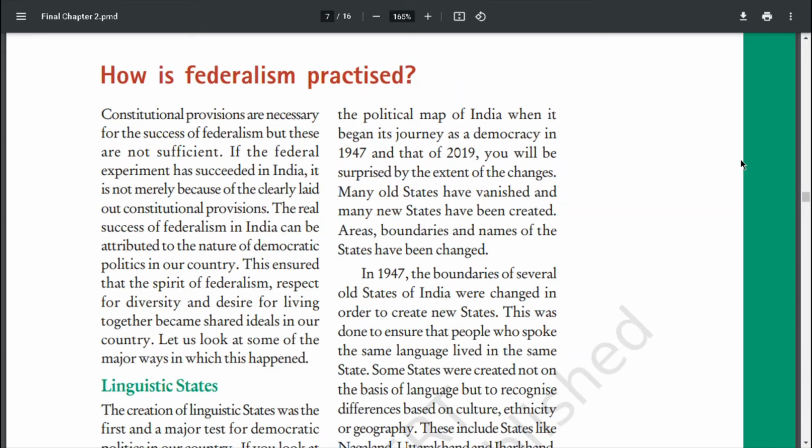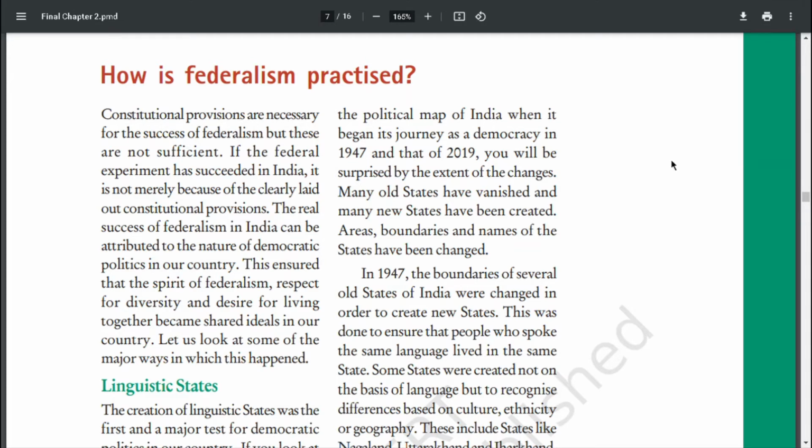How is federalism practiced? Constitutional provisions are necessary for the success of federalism, but these are not sufficient. If the federal experiment has succeeded in India, it is not merely because of the clearly laid out constitutional provisions. The real success of federalism in India can be attributed to the nature of democratic politics in our country.